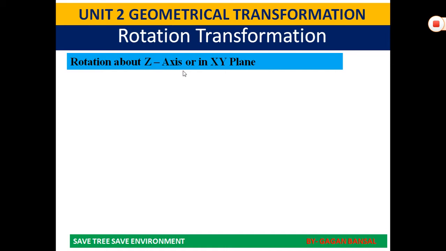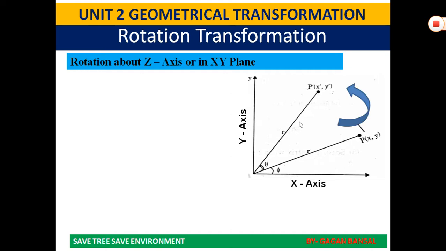Rotation about z axis can also be termed as rotation in xy plane when x, y, z are the three mutually perpendicular planes. So let's see the figure. Suppose we have a plane xy in which x axis and y axis are shown. We have any point P having coordinates x, y, and it is at a distance small r from the origin, and at an instant it is making an angle phi with the x-axis, or we can say horizontal.